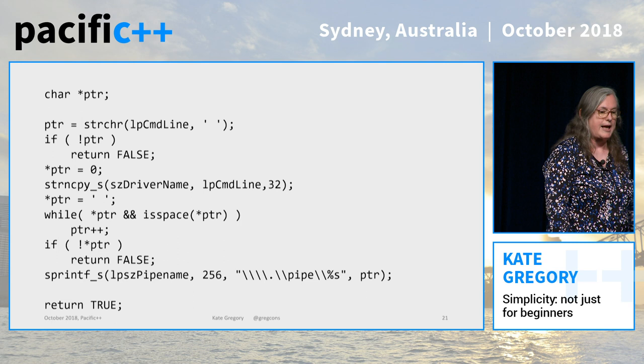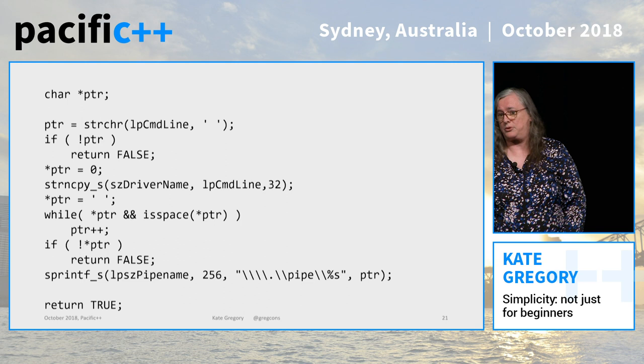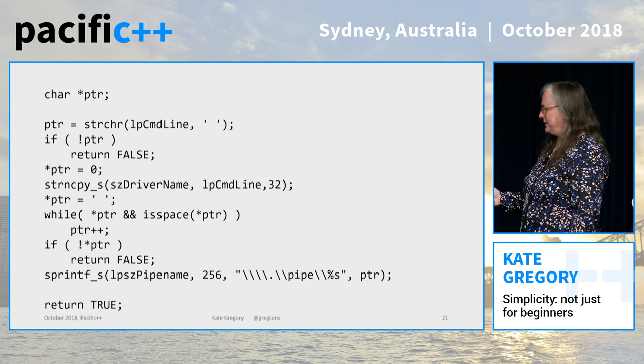It's also using all caps FALSE and TRUE because it comes from something that had to deal with Windows, and some of those Windows APIs are from before we had Boolean variables. I'm not making this up. Anyway, anyone know what it does?